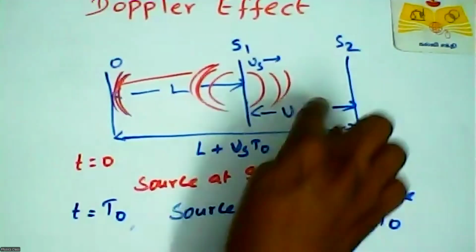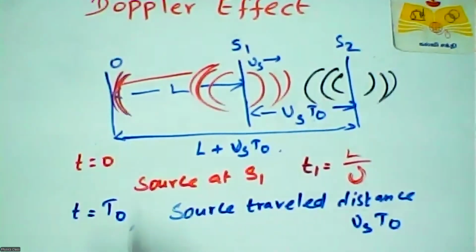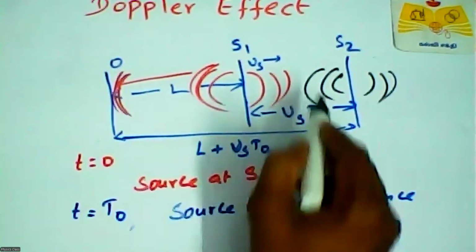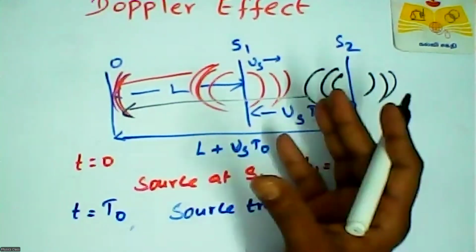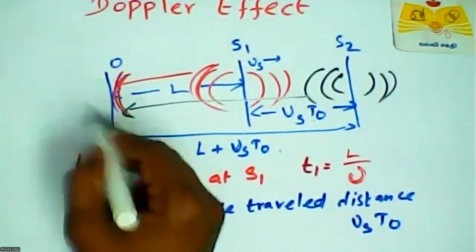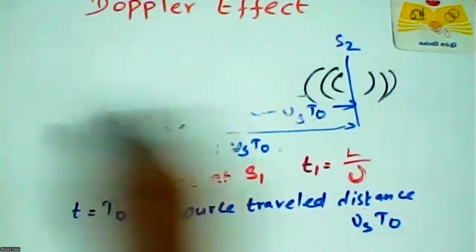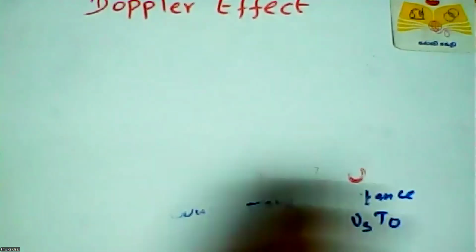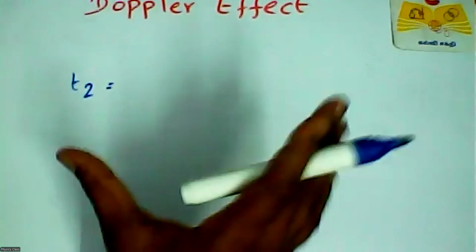Also at S2, the source emits sound. It has a crest. This is called the second crest, and it reaches the observer after taking some other time. So at S2, the source emits the second crest, and this reaches the observer at a time t2. Already we have t1 as L by V. Now we have to find what is t2. T2 means the source produces the second crest, and this crest takes a time t2 to reach the observer. How to find that t2? So this is the time between S2 and the observer.